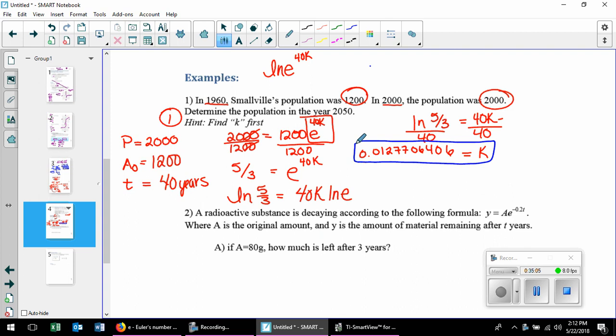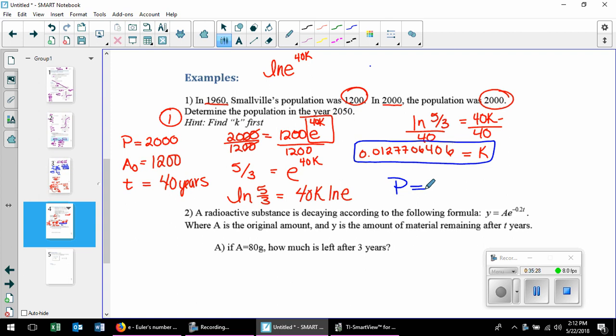Do we know what P is? No, P is my population. It says, what is the population in the year 2050? I don't know what it is. That's what I'm solving for. So P is equal to, what's my initial population?